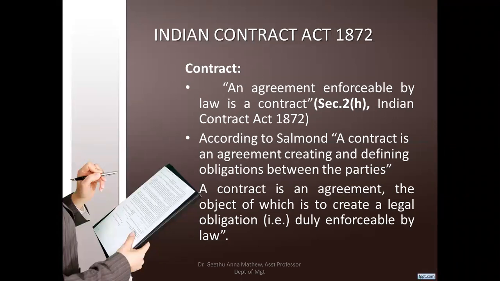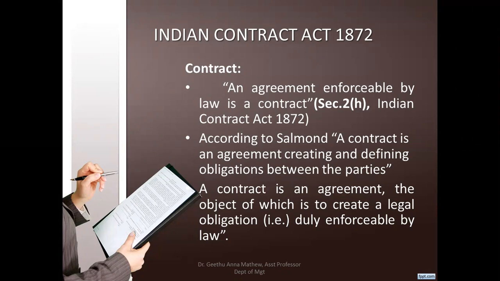So, the Indian Contract Act 1872. According to the Indian Contract Act 1872, a contract is an agreement enforceable by law. Any agreement which has the backing of law, or which abides by the law, is called a contract. Agreement means a mutual agreement between two parties. Every agreement will not be a contract. All the agreements which are enforceable by law are called a contract.